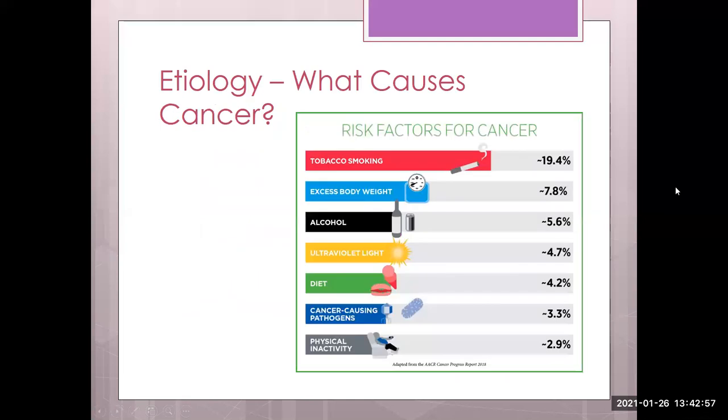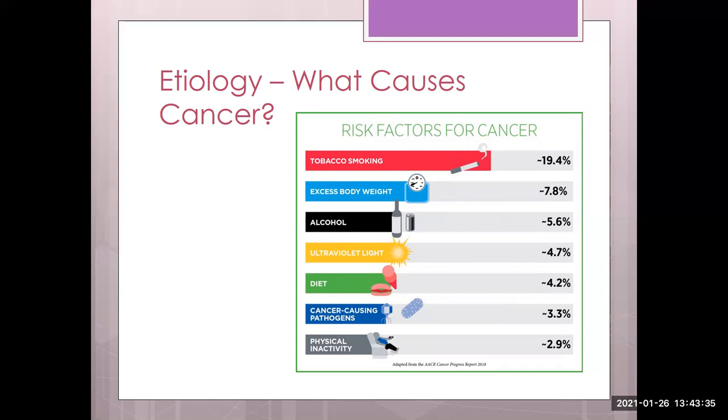So let's talk about a few things that can cause cancer. If you're a smoker, this is one of the reasons why you should quit. Tobacco smoking is the highest modifiable risk factor for cancer. Not just lung cancer. A lot of times we think that with smoking our big risk is for lung cancer, but there's also a high risk for oral cancer or bladder cancer due to tobacco smoking.